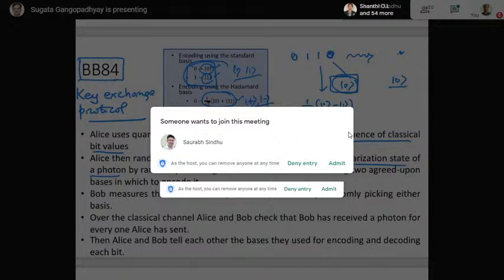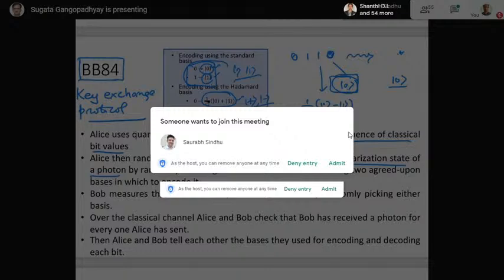Now after this, over the classical channel, Alice and Bob check that Bob has received a qubit, read it as a qubit, for every one Alice has sent. Then Alice and Bob tell each other the bases they used for encoding or decoding each bit. This is what they have to do. But from this point, they will know where they are correct, and then they will get the answer.